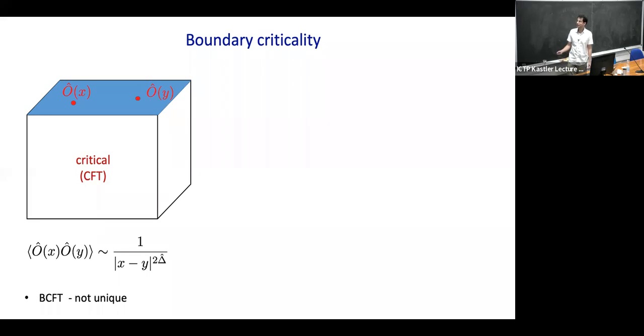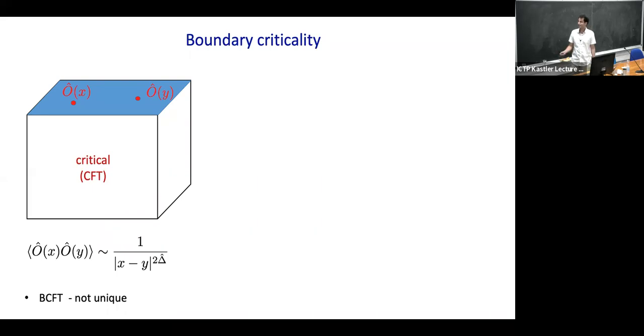The first is that in general, the operator spectrum on the boundary is distinct from that in the bulk. So operators on the boundary have scaling dimensions delta hat, which are distinct from the scaling dimensions in the bulk, and their fusion rules are also distinct and so forth. So that's the first comment.